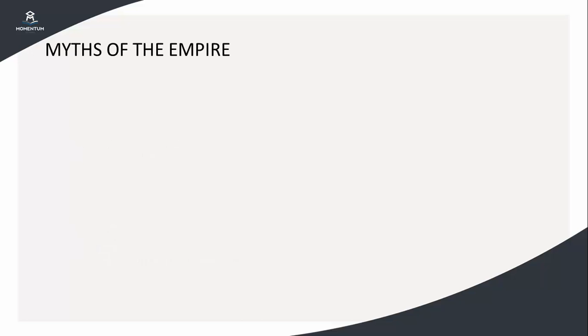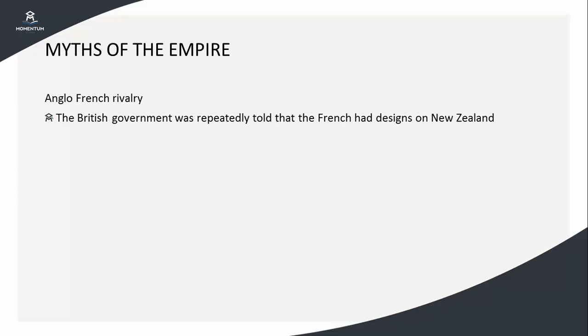However, the prevailing ideologies of the time, or the myths of the empire, must also be considered. These include the Anglo-French rivalry. The British government was repeatedly told that the French had designs on New Zealand through Busby's alarmist reports. Britain may have proclaimed sovereignty, but this may not have been enough to deter the French from trying to settle New Zealand. There was a self-image of superiority and the idea of a civilizing mission.